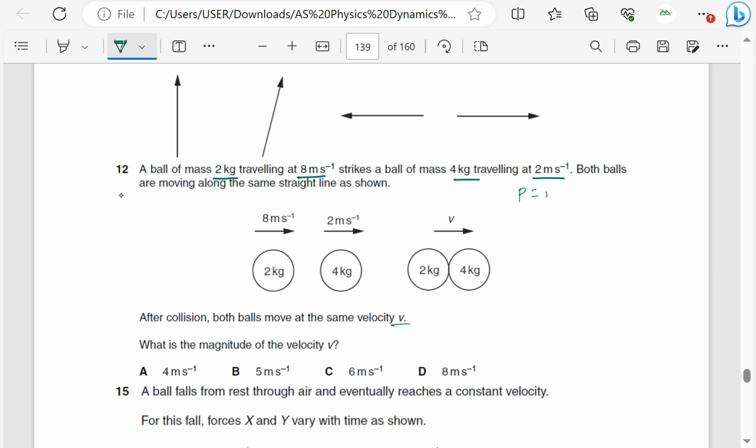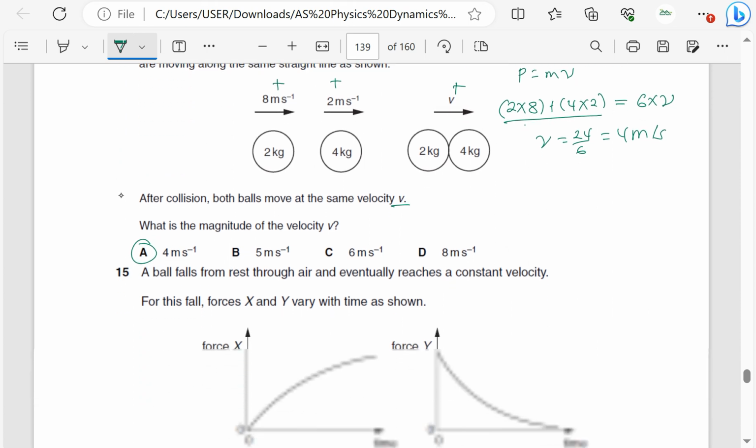Remember, momentum is mass times velocity. Total momentum before they collide. Velocity to the right is positive. They are all to the right, so it is all positive. So total momentum before, we have 2 times 8 plus 4 times 2. That is total momentum before collision, which should be equal to total momentum after collision. Since they stick together, the total mass is 6, then times the common velocity v. So we have 16 plus 8, that is 24. So v is going to be 24 divided by 6, which is 4 meters per second. So the answer is A.